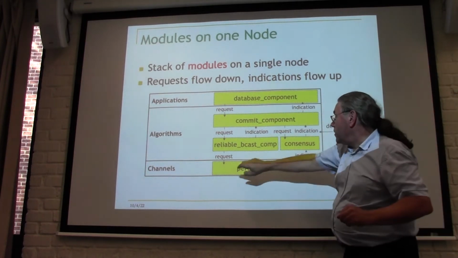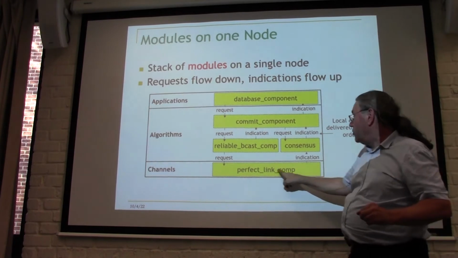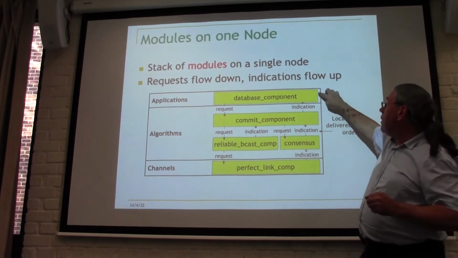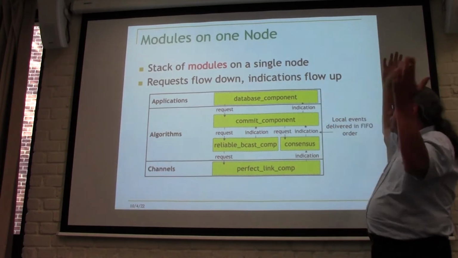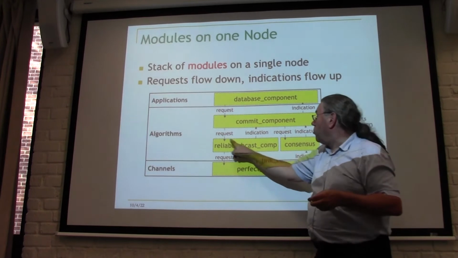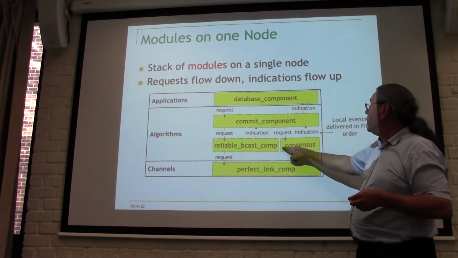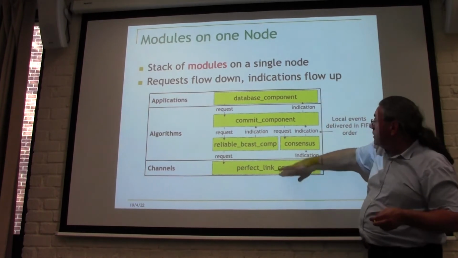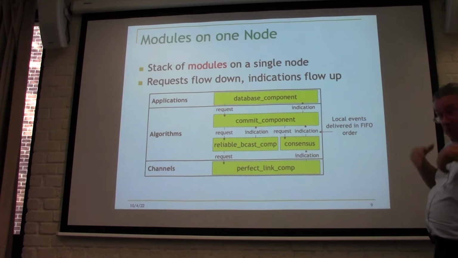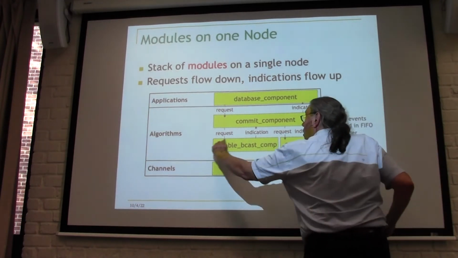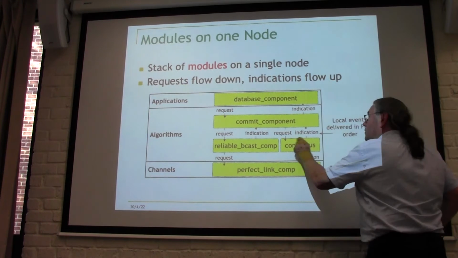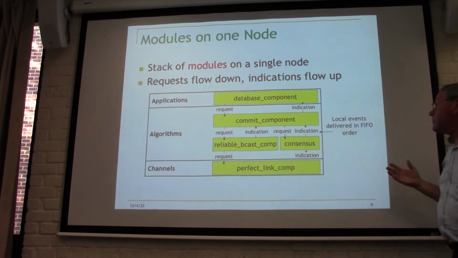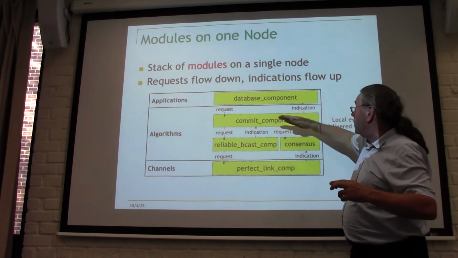For example, here on the bottom I have some piece of code doing network protocol. Let me call it perfect link component. On the top I have some database thingy. In the middle I have reliable broadcast here. I have consensus here. I have a commit here, which is using the reliable broadcast. And it's like layers. So when we write the code, we're going to write the code in these yellow boxes. Okay, and we're kind of going to build the system in layers, like Lego blocks. We're going to start from the bottom and we build up.